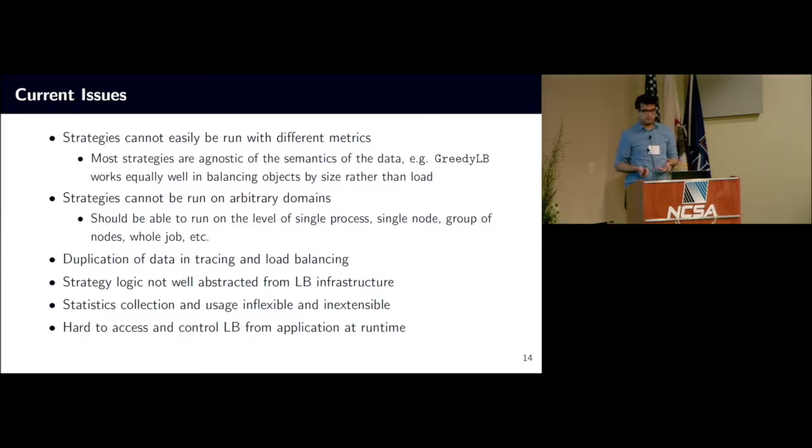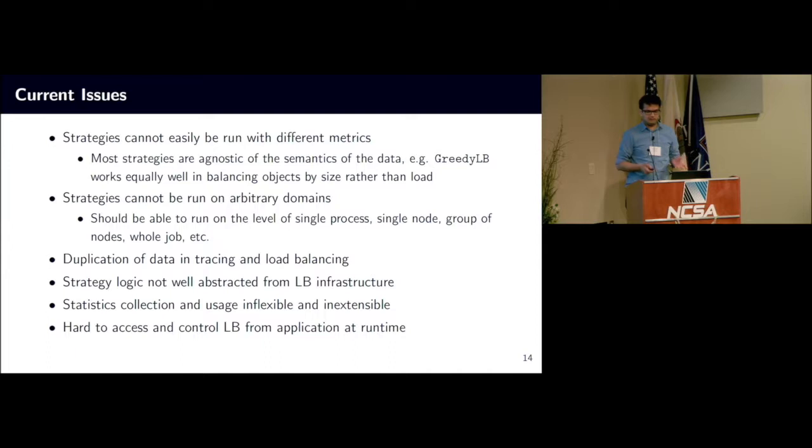Additionally, strategies can't be run on arbitrary domains. If I want to run a strategy on just a single node or just a certain rack, I can't really easily do that with Charm right now, and there's no reason why we shouldn't be able to. There's a lot of duplication of data in tracing and load balancing that currently just exists as performance overhead and makes the code harder to manage. Like I said before, one of the big issues is that strategy logic isn't well abstracted from the LB infrastructure. So if you want to modify the way that load balancing happens, you have to end up modifying a lot of strategies as well, which should be decoupled in essence.